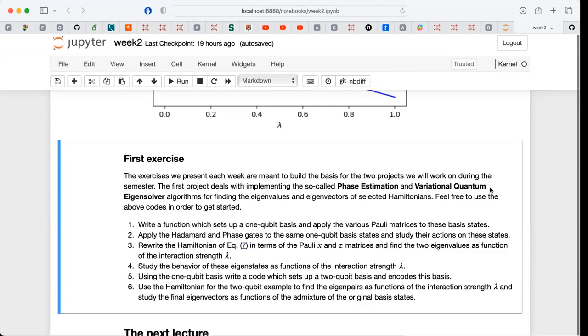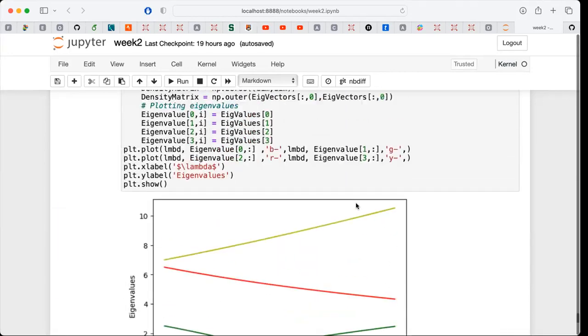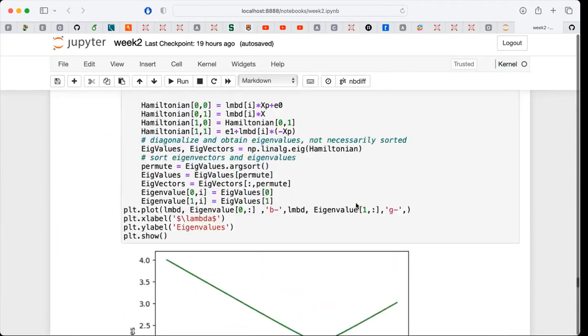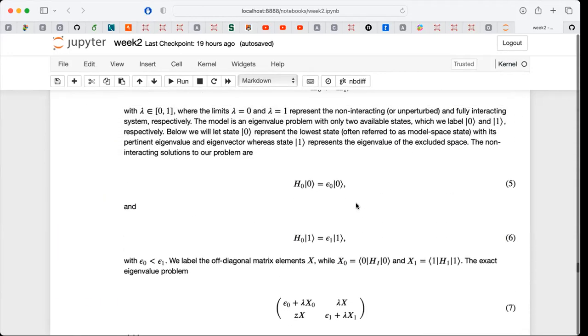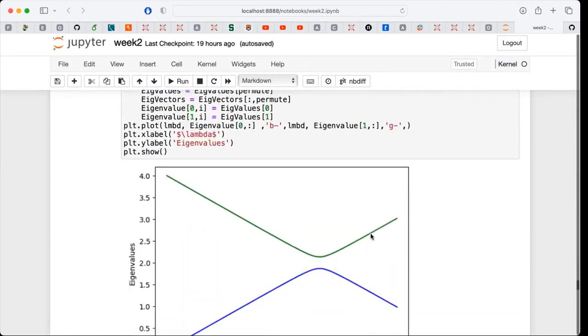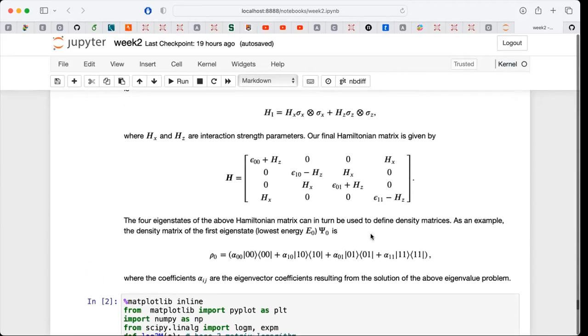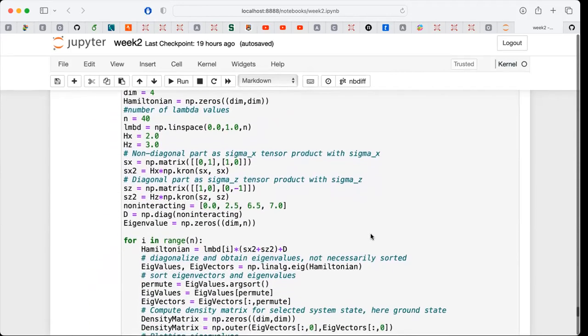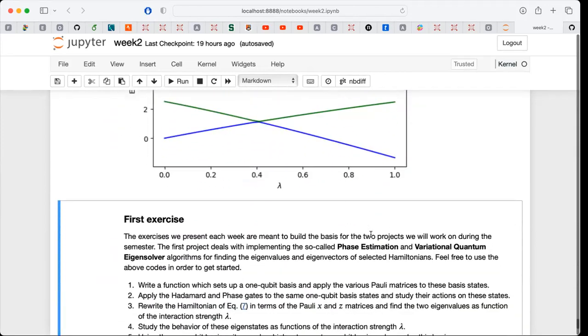But the first practical thing is for you to set up a function which sets up the one qubit basis and then applies the various Pauli matrices to these basis states. So that means if you go up here again, it means us setting up these two qubit states, 0 and 1, and then play around with the Pauli matrices and convince yourself that what we went through in the lectures is actually what is happening.